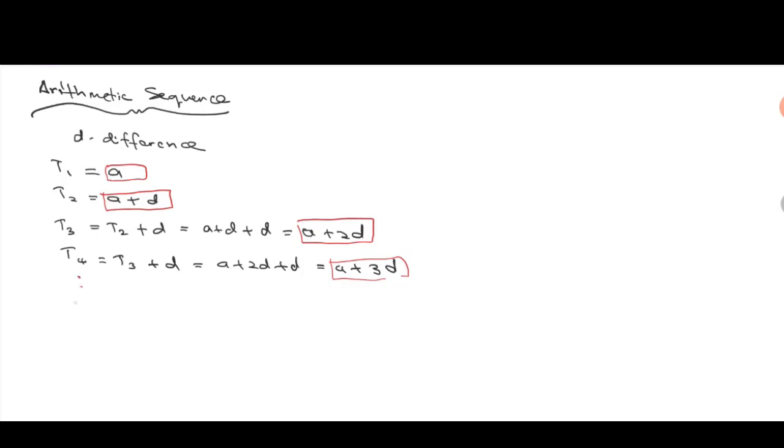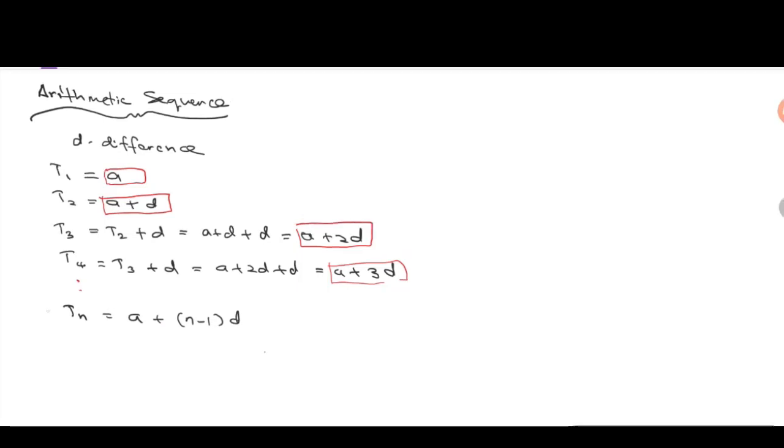So, if we have the nth term, the coefficient of D should be n minus 1. So, this is the general term, or the nth term, of an arithmetic sequence: T sub n equals A plus (n minus 1)D.